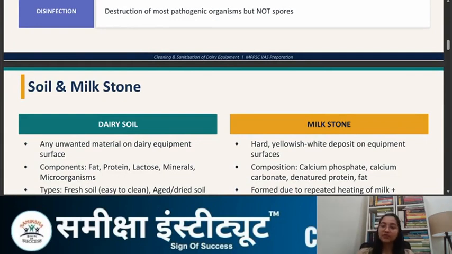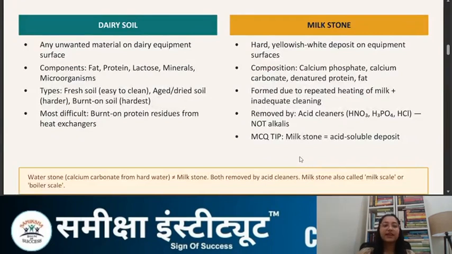Okay, next coming to the soil and milkstone. So what do you mean by dairy soil and dairy milkstones? Dairy soil is any unwanted material present on the dairy equipment surface, which includes fat, protein, lactose, minerals, microorganisms. These are combined together and present on the dairy equipments. We do not want that, because we want our equipments to be clean, sanitized and sterile, so we want to remove all these from the dairy equipments. Once we have used our dairy equipments, daily we need to clean, sanitize and sterilize them. So for that we need to remove the dairy soil.